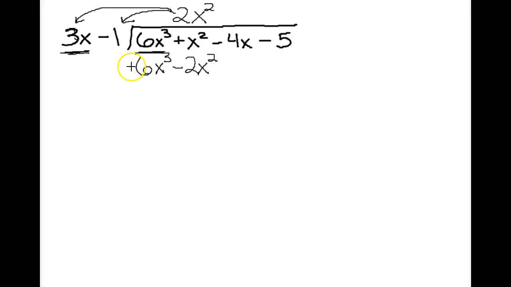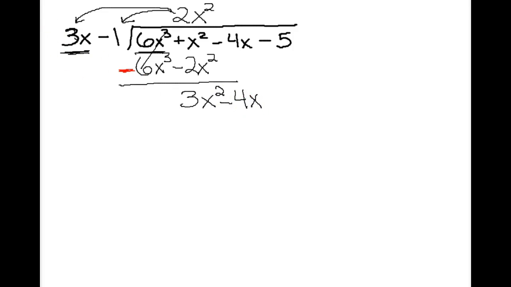Now, this is where some people get messed up. This is subtraction. We are subtracting that, so you have to be careful. So 3x cubed minus 3x cubed cancels out. Great. X squared minus negative 2x squared, that becomes a positive. So x squared plus 2x squared is 3x squared. Then you bring down the next term, not the whole thing, just the next term.